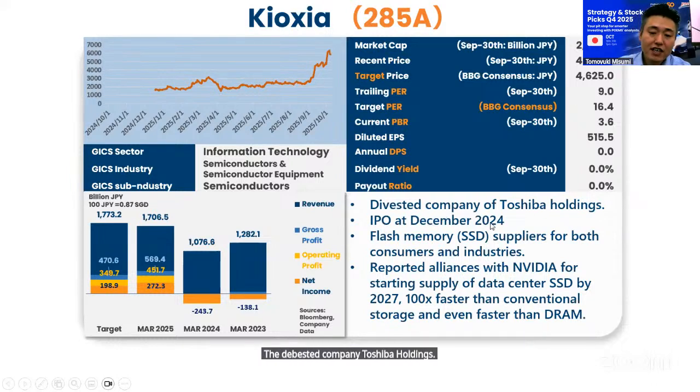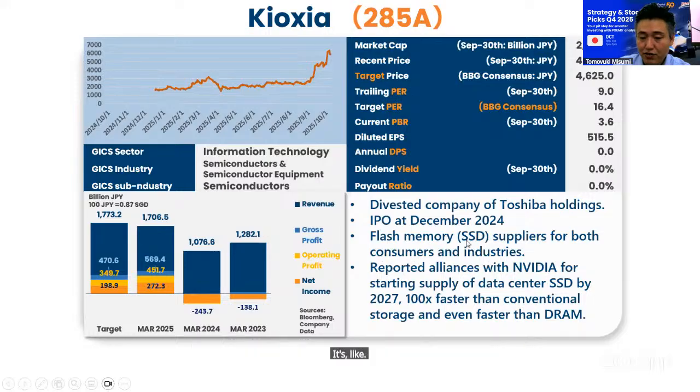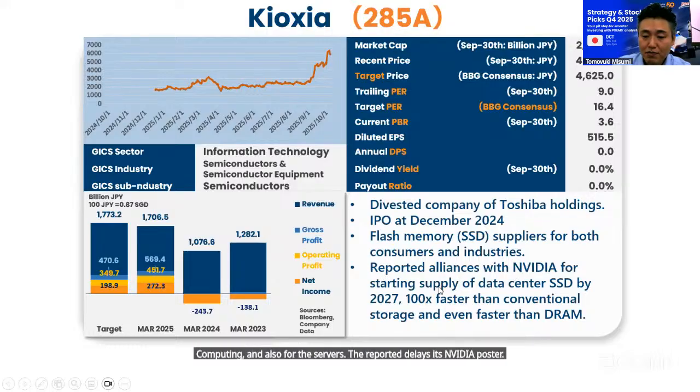They are newly listed as of December 2024. The company makes flash memories and is called a solid-state drive supplier for both consumers and industries. Consumer end goods like personal computing, and also for servers. There are reported alliances with NVIDIA to start supplying data center SSDs by 2027.